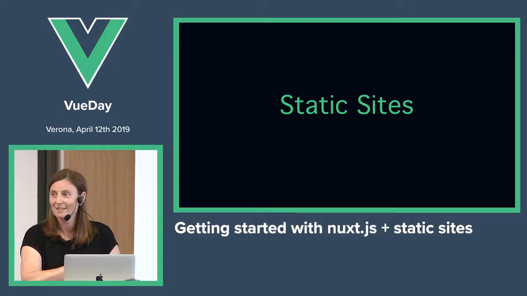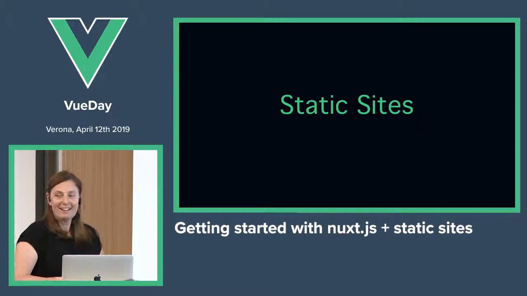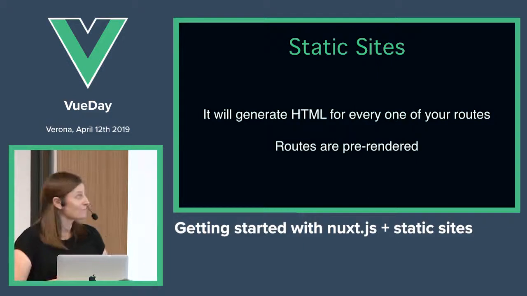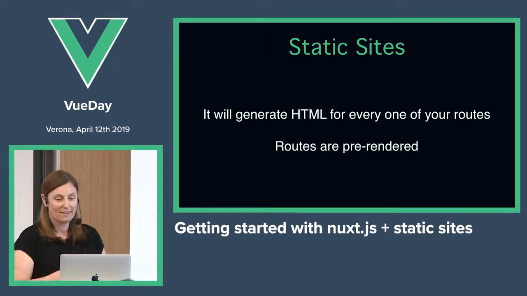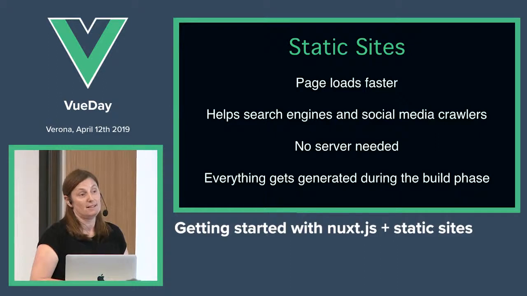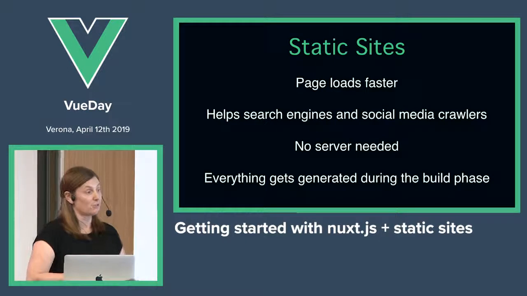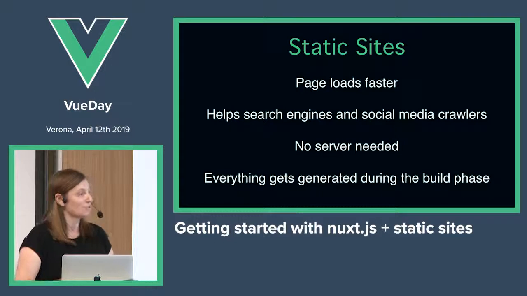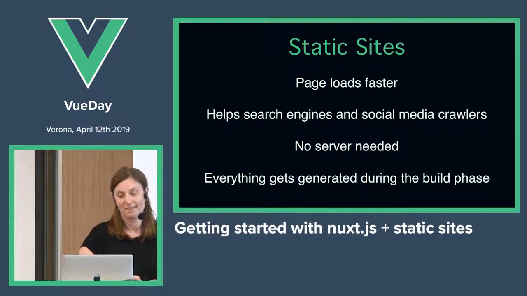Then we've got static sites. Static sites will generate HTML for every one of your routes. The routes are pre-rendered. The page loads faster. It helps search engines and social media crawlers. There is no server needed. And everything gets generated during the build phase.